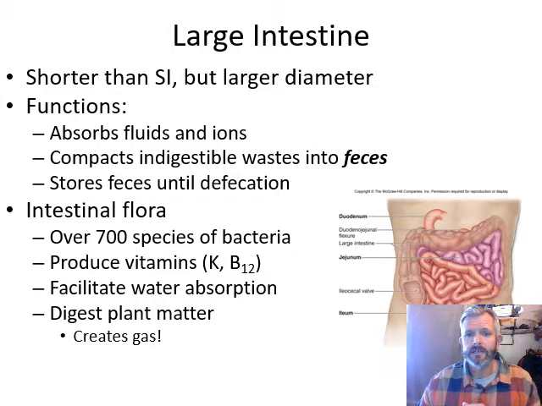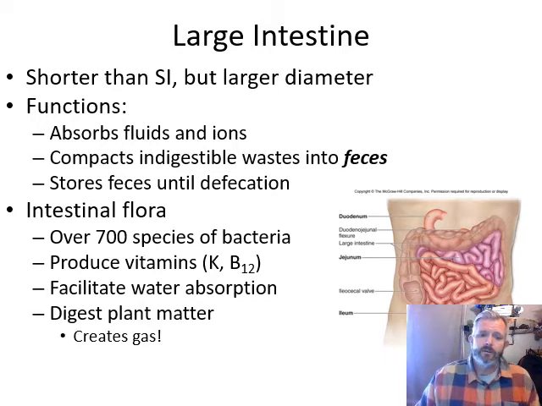So let's look in. After we've gone through the small intestines, we've done most of our absorption of our nutrients, our carbohydrates, our amino acids, and our lipids. The large intestines are much bigger in size, but shorter in distance. We're going to get a lot of absorption of fluids and ions here. And ultimately, we're coming to the end of the chain, so we're going to take whatever's left over, the waste, and compact it into feces.